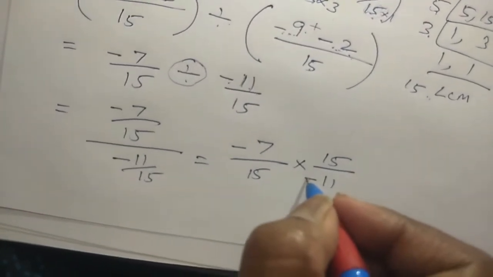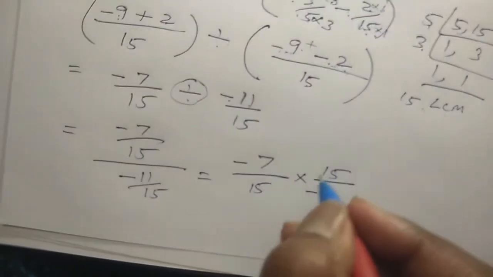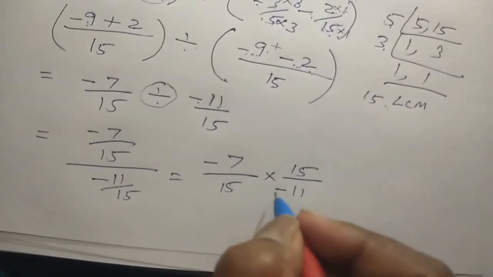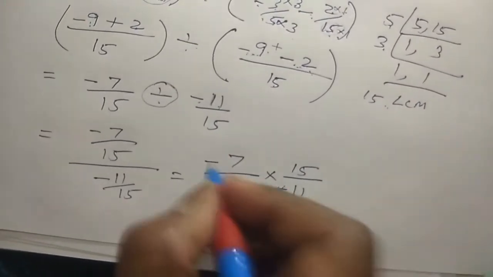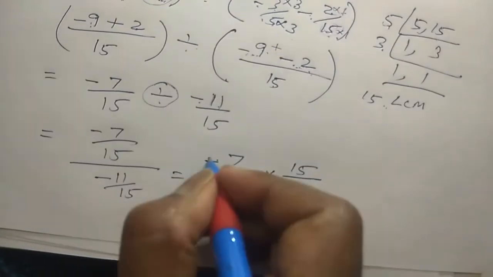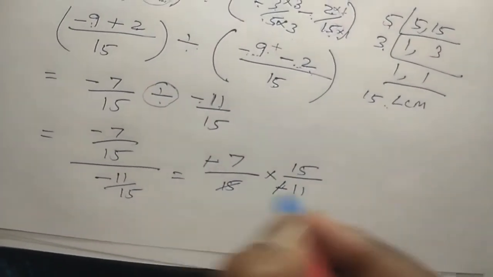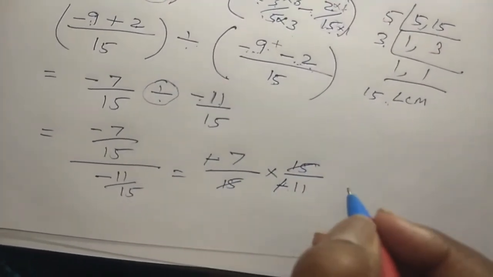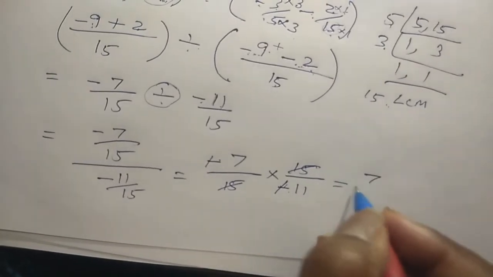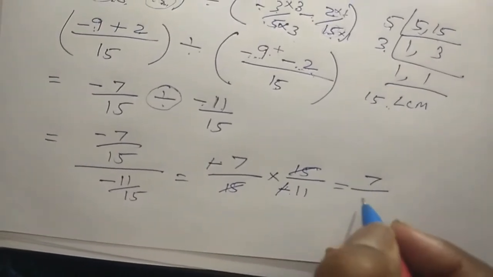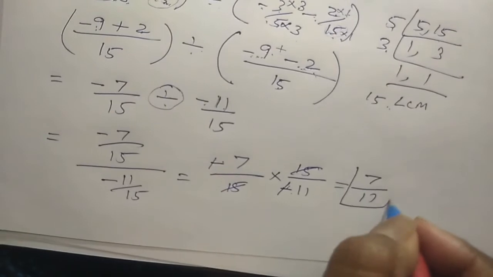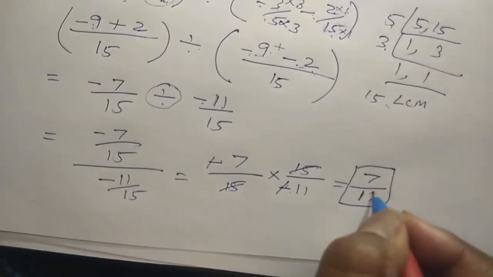Here it is minus. The negative denominator cannot be a negative, so we can change it, or we can even cancel here. Already there is a negative, so the negatives cancel. Okay, 15 cancelled. So the remaining answer is, numerator 7, denominator the remaining value 11. So the answer is 7 by 11.